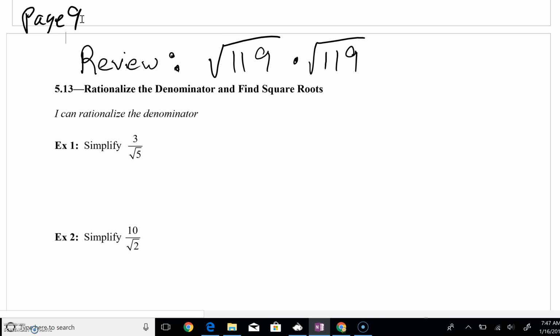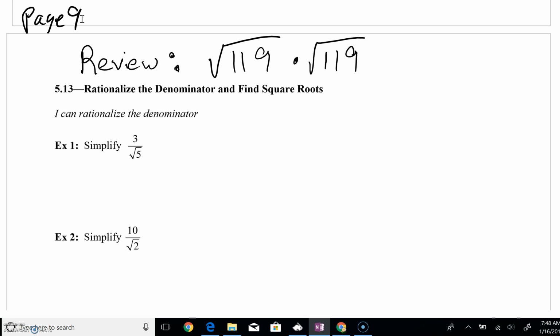Okay, Algebra 2, we've got lesson 513. Take a look at the top here. It says, review radical 119 times radical 119. You don't even need a calculator for this. And that might surprise you at first, but that's why we're reviewing what we did last week.